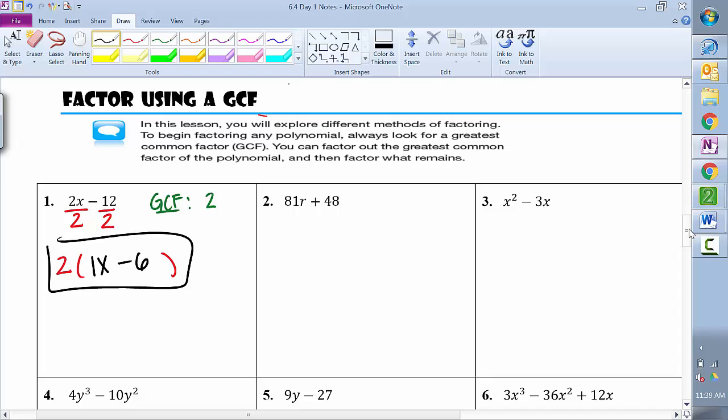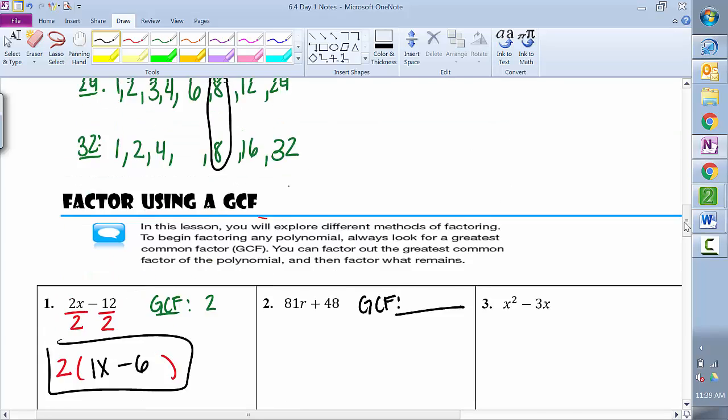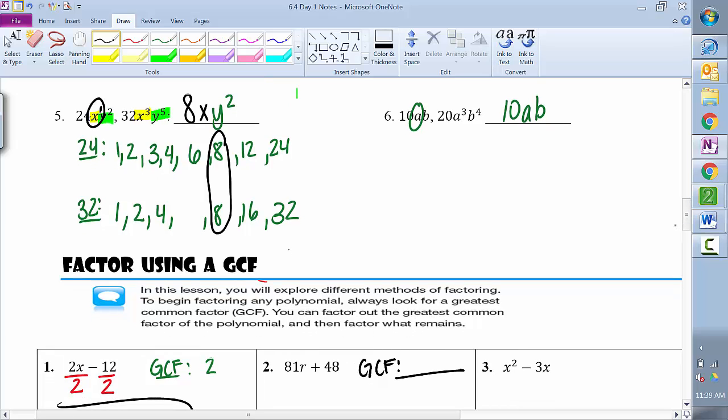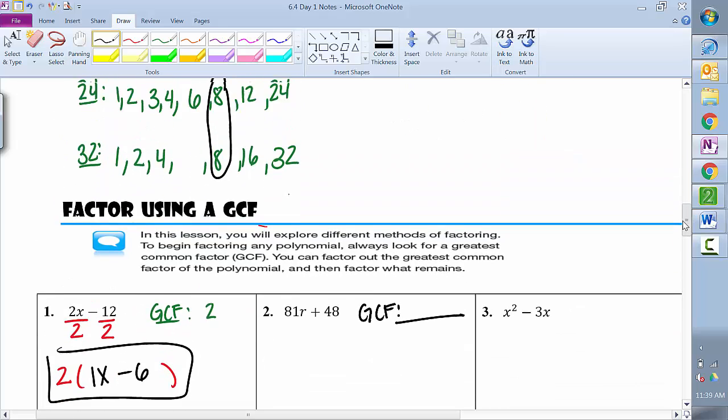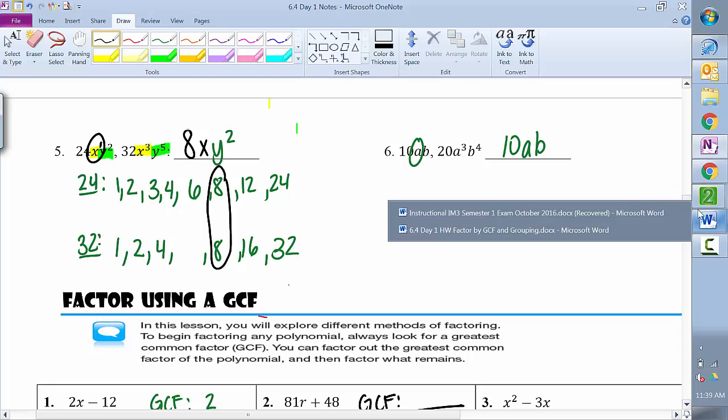Number 2 is probably one of the tougher ones because you have to figure out what the GCF is. Will I have any variables that I can pull out? No, because only one of them has an r. So my GCF is only going to consist of numbers. I want you to take a second and see if you can find the highest number that goes into 81 and 48. So what is the greatest common factor of 81 and 48? It's just like what we were doing up here. So I want you to do it now.